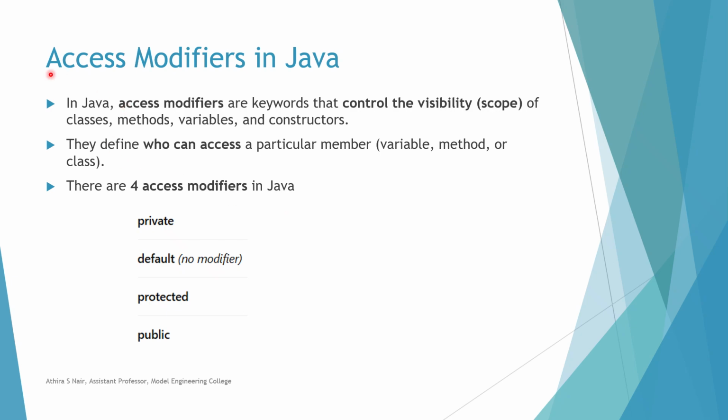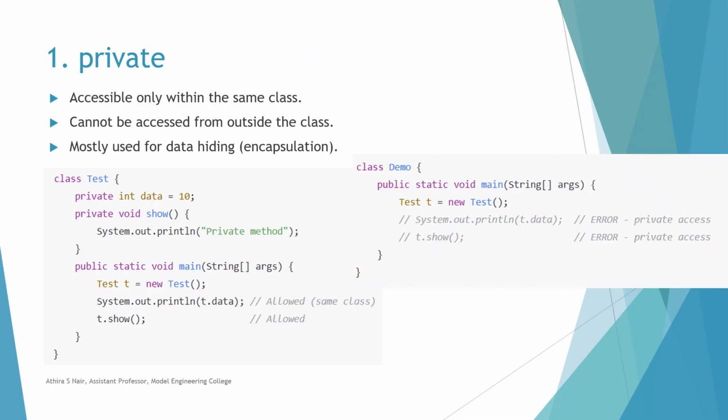Now we will see the access modifiers in Java. So in Java, access modifiers are keywords that control the visibility or scope of classes, methods, variables, and constructors. So access modifiers decide who can access a class or its members. So let's understand each one. First is private, then we have default or no modifier, then public and protected. So these are the four access modifiers.